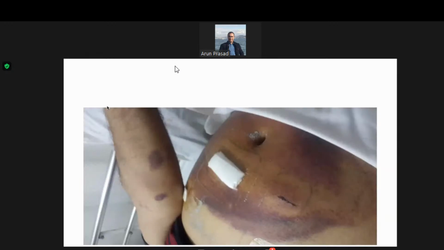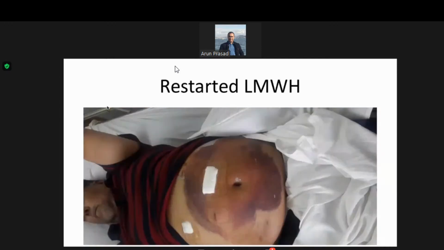We had this patient on LMWH, and what we did was we stopped the LMWH, gave him some vitamin K and FFP, and this led to clinical improvement, as you can see on the picture there. It got further better, and this was on the fourth day.